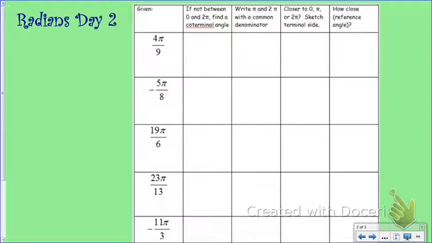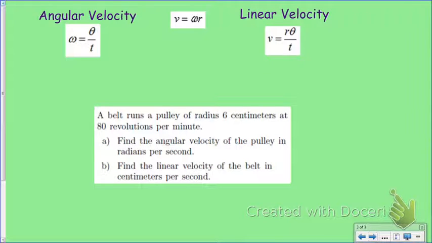Alright, so that's sketching radian values and finding reference angles. Again, if you draw the picture, it's helpful, and it's mostly just working with fractions. The last thing we're going to look at is an application, and that is using angular velocity and regular old linear velocity. Angular velocity is this little symbol up here at the front. That is omega, which is a Greek letter, but it's going to be our symbol for angular velocity.